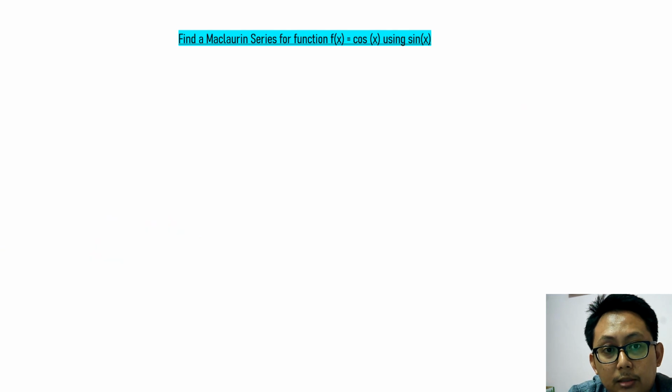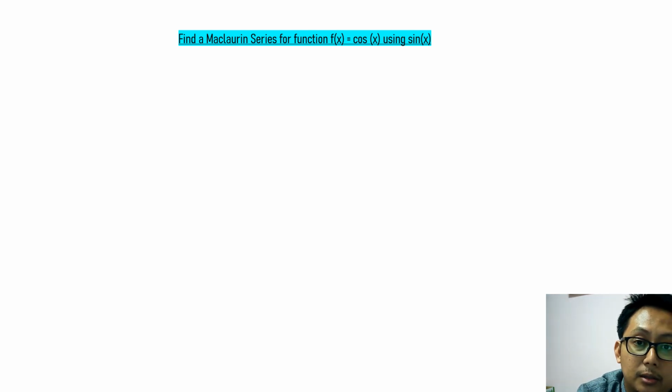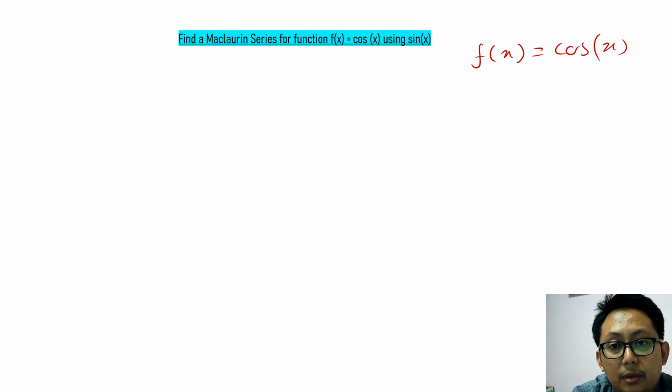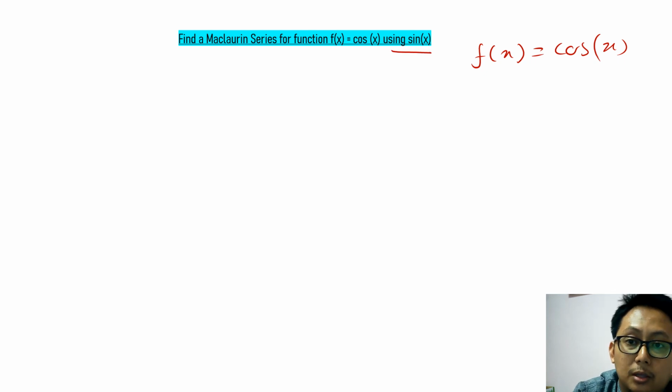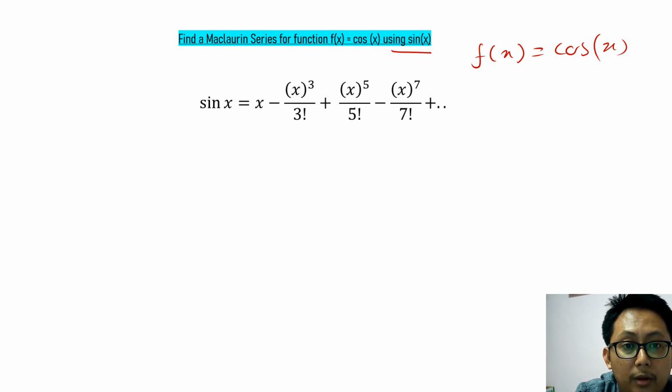Okay, next. The next exercise, maybe you can try with cosine x. f(x) equal to cosine x. The best part is that cosine and sine are the same thing except for the different phase, so we can use the sin x. Okay, this is the series for sin x, so we need to change it to cos.